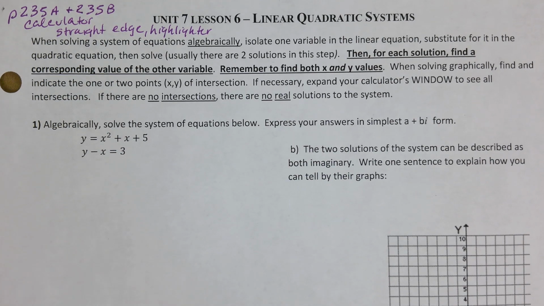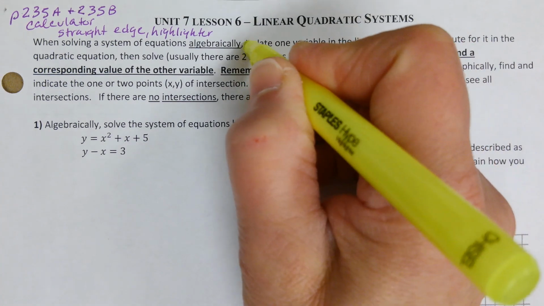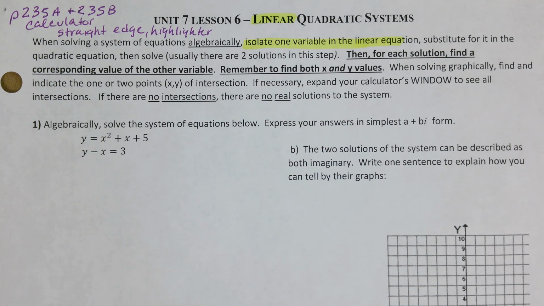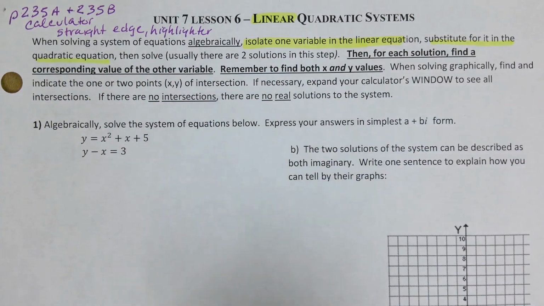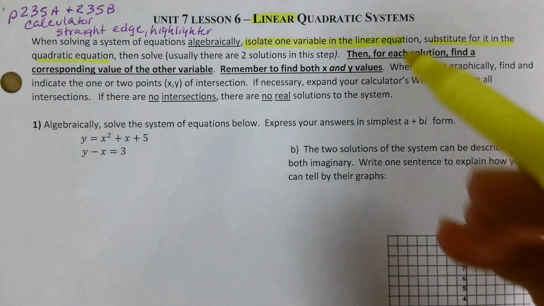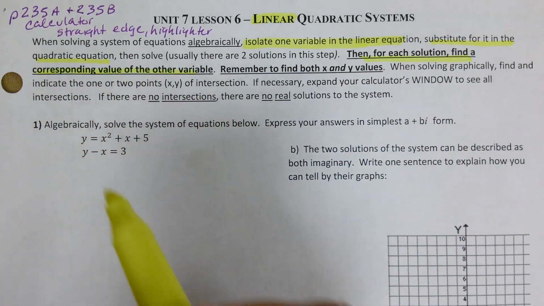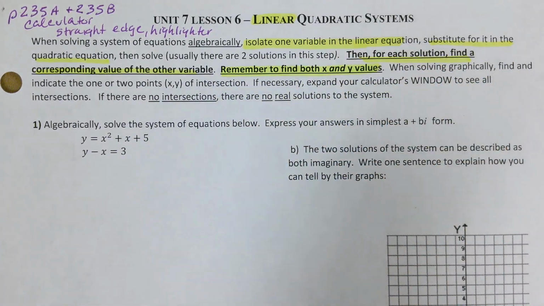When solving a system of equations algebraically, isolate one variable in the linear equation. Linear is going to be your line. And substitute for it in the quadratic equation. Then solve. Usually there's going to be 2 solutions in this step. Then for each solution, find a corresponding value of the other variable. Remember to find both x and y values.